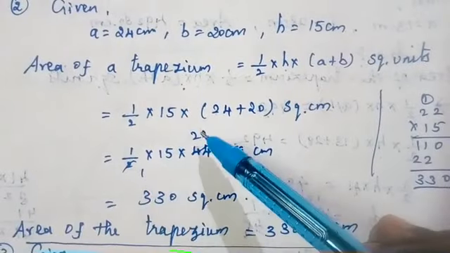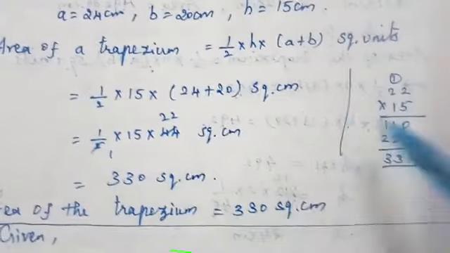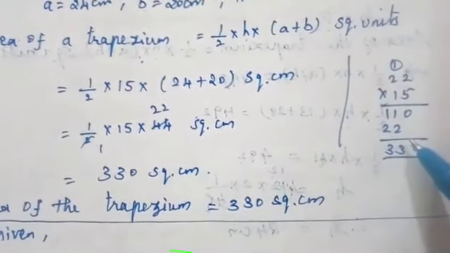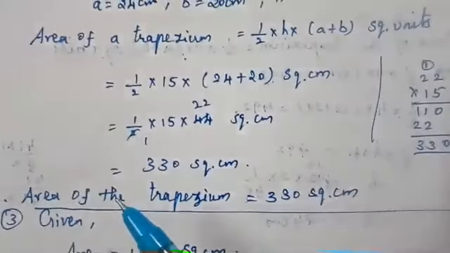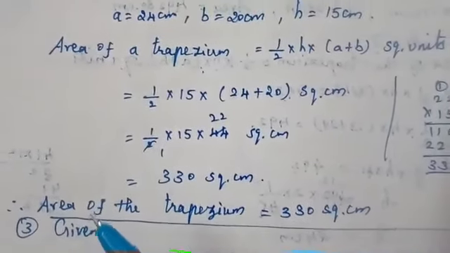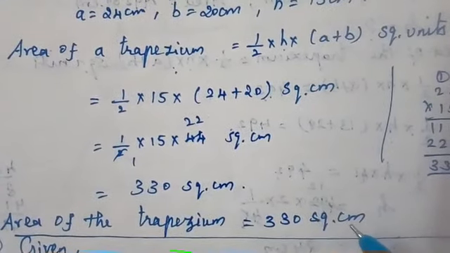1 2 is 2, 22 times it is 44. So after cancelling we have 15 into 22. Now you have to make a normal multiplication, you get 330. So it is a statement problem. So the final step you have to write with this step, that is therefore area of the trapezium equal to 330 square centimeter.